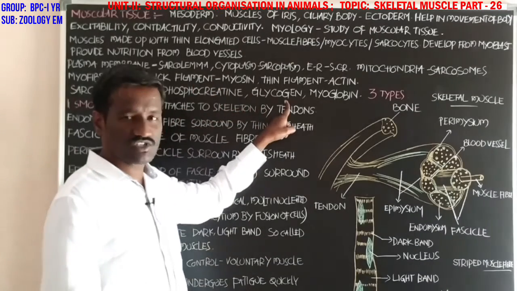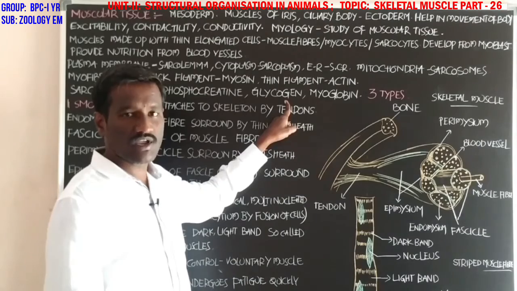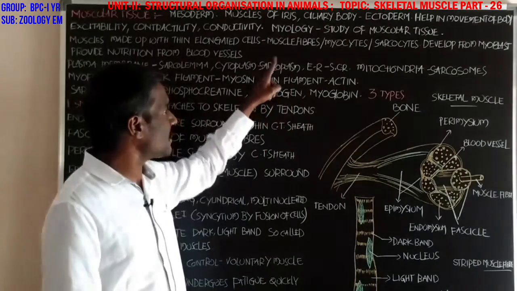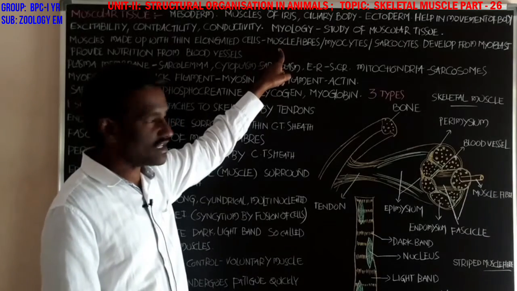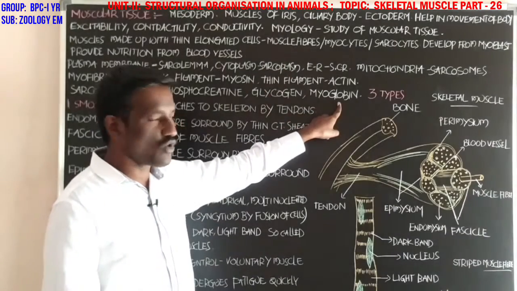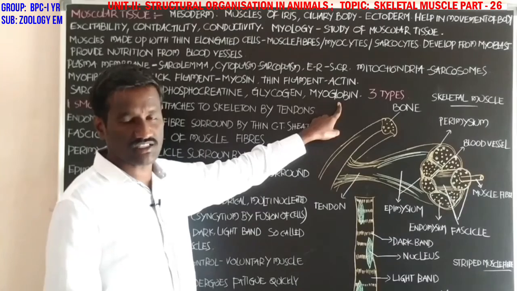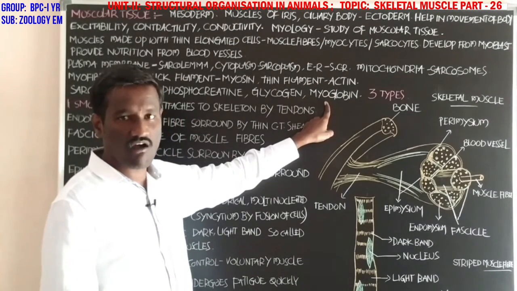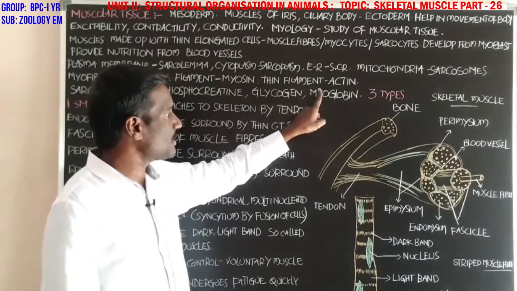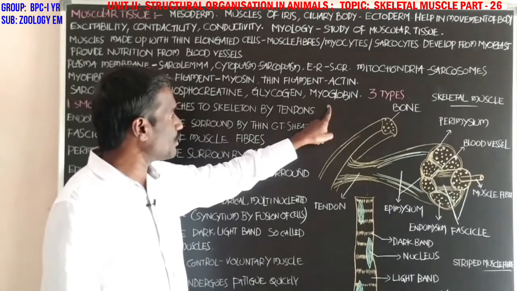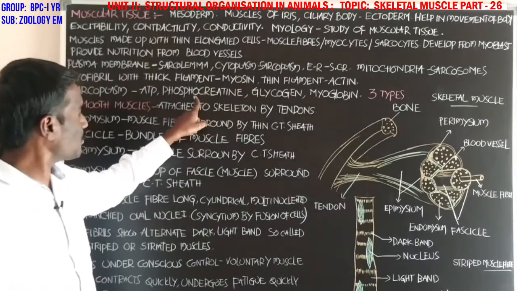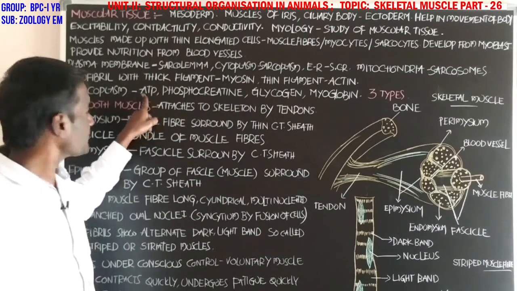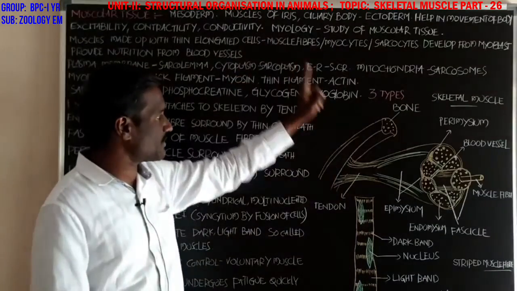Next, glycogen. Food is stored in the form of glycogen in the cytoplasm of the muscle fiber. And myoglobin is a pigment present in the muscle fiber that stores oxygen molecules. Myoglobin, glycogen, phosphocreatine and adenosine triphosphate molecules are present in the cytoplasm of the muscle fiber.